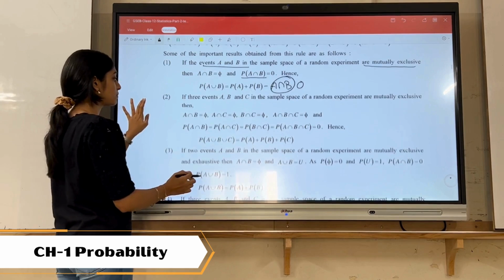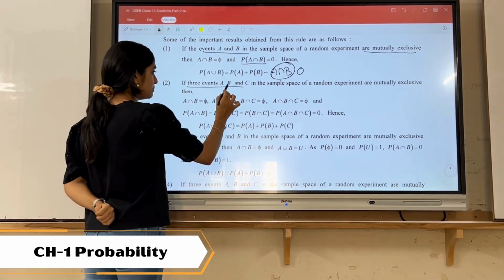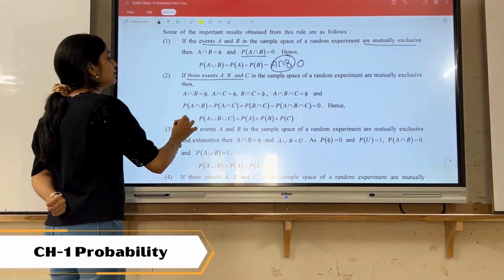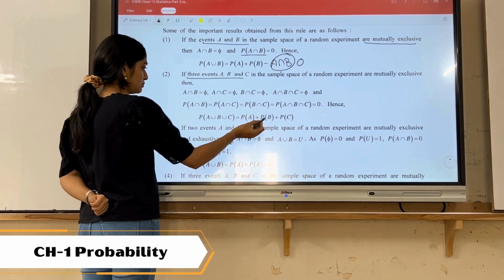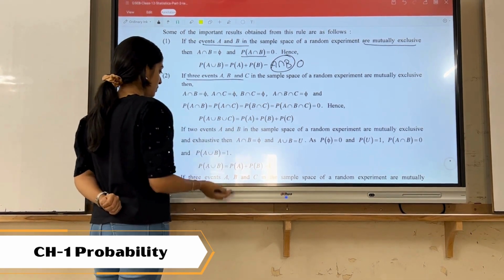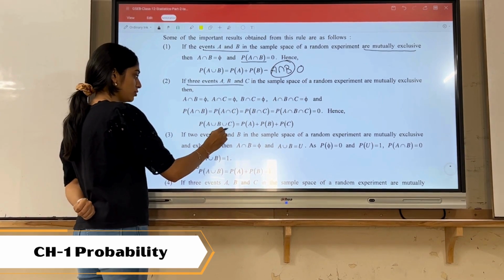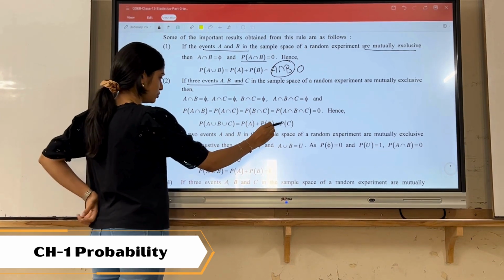Now if all three events, that is A, B, C, are mutually exclusive, then in three events the formula is the same, just we are supposed to deduct the intersection part, that is P of A union B union C is equal to P of A plus P of B plus P of C.